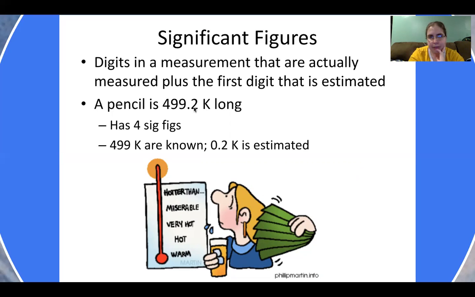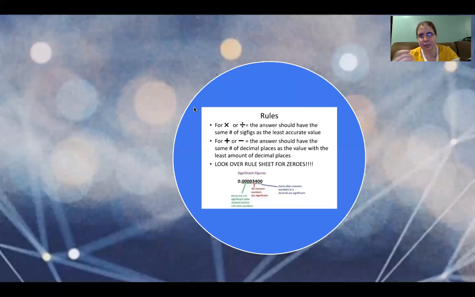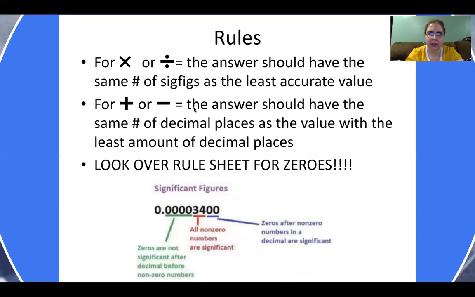Again, we have a whole video on how to figure out significant figures as well as the rules, so don't stress too much right now. But we do have at least a little brief on the rules. There will be a sheet put out online for you to look over in terms of understanding what the rules are for whether or not a 0 is significant.